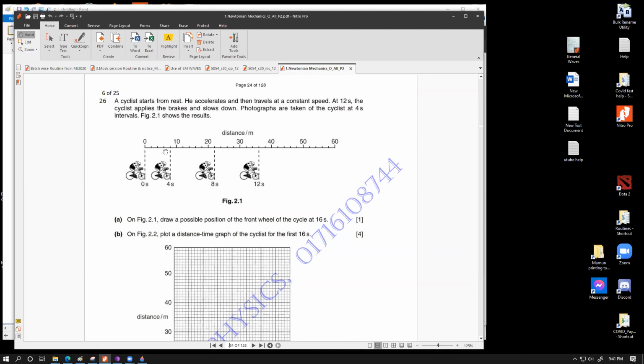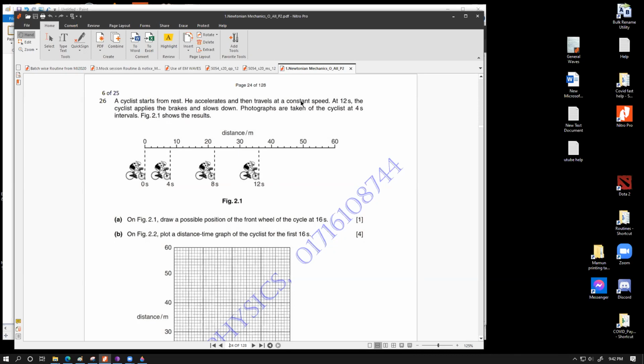From 0 second to 4 second, he's covering a distance of 8 meters. Then from 4 second to 8 second, he's covering a total distance of 14 meters. Do you see that 14? 2 over here, 10 over here, and 2 over here. So total 14 meters, which means obviously this gap is bigger. So he is accelerating. In the next 4 seconds, from 8 to 12, he's also covering how many? 2, 4, 6, 8, 10, 12, 14. So he's also covering 14 meters over here.